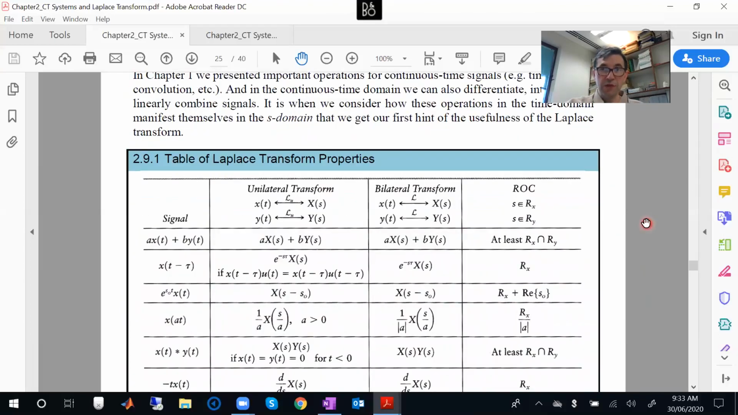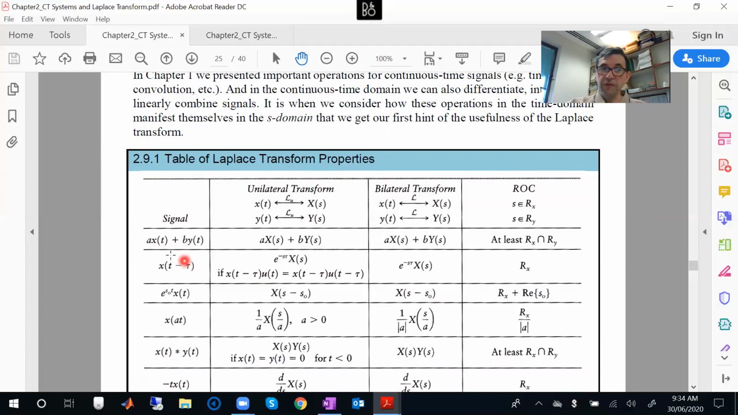but it's quite common with transforms that not only do you have pairs, where you look up a table to find the transform values, but you also have properties. So the first property is that the Laplace transform is linear, which is a good thing. It makes it easy to calculate the Laplace transform for a linear combination of, say, x and y. It's simply a linear combination of the respective transforms of x and y.